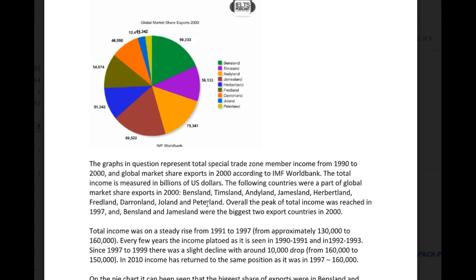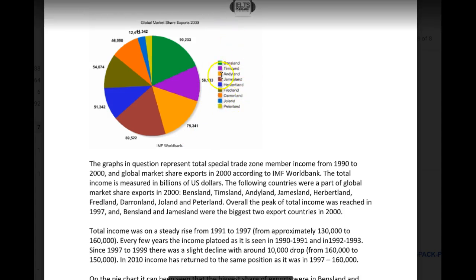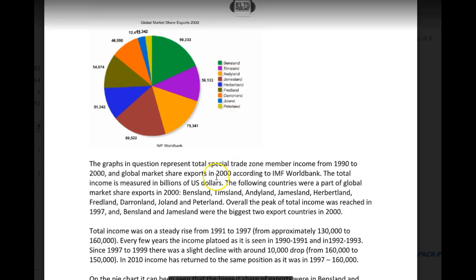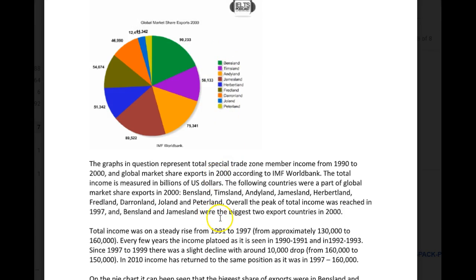I'm not sure if we talked about this in one of your earlier task ones, but you have to absolutely mention all of the different things at least once. So all of the different categories once at least. Okay, so overall, the peak of total income was reached in 1997, and Benzland and Jamesland were the two biggest export countries in 2000. Let's see. Let me just check your data and make sure it's okay. Let's see. Green, Benzland, yeah, and Jamesland. Yep, that's what you said.